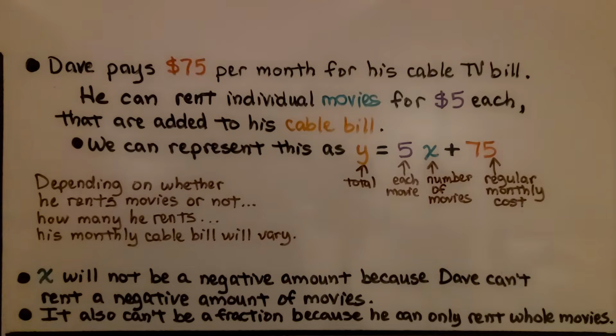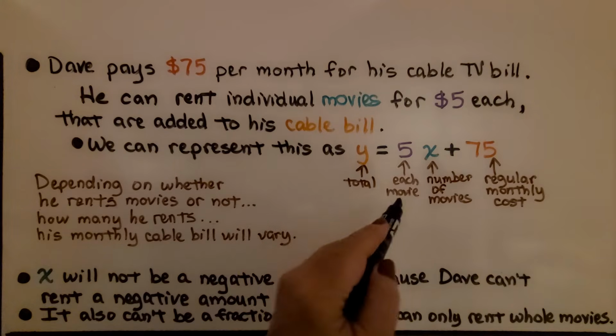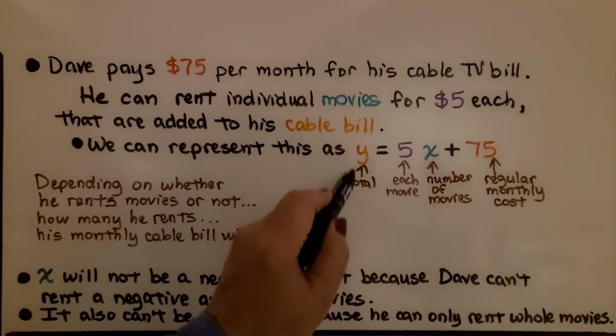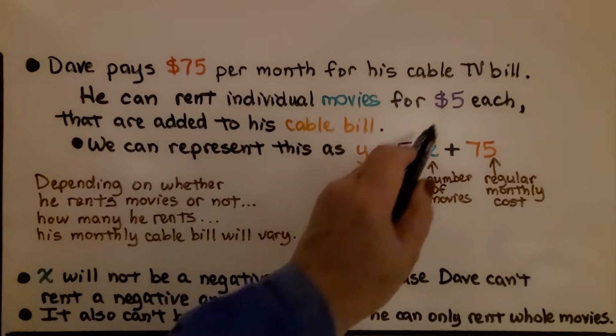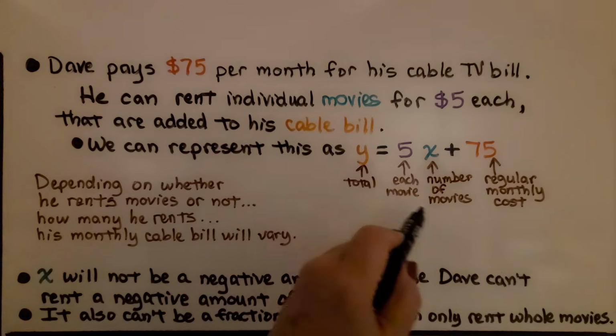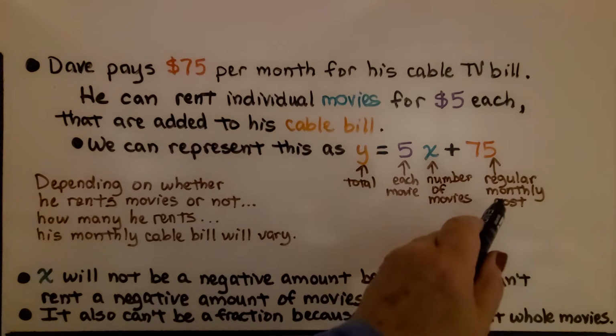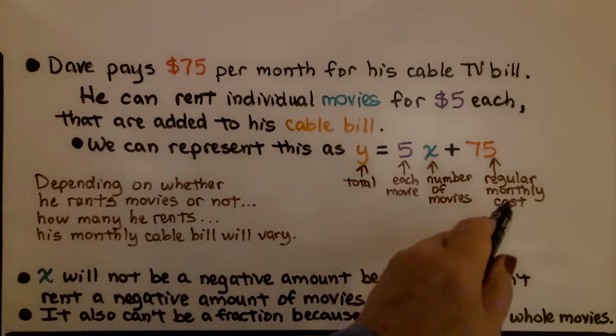Dave pays $75 per month for his cable TV bill. He can rent individual movies for $5 each that are added to his cable bill. We can represent this as y is equal to 5x plus 75. Y is the total cable bill. 5 is how much he pays to rent each movie. X is the number of movies he rents. And 75 is the regular monthly cost.